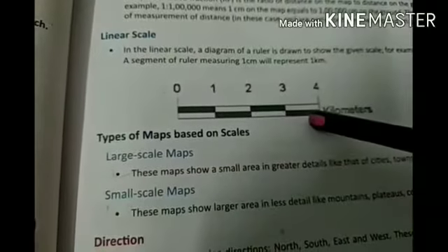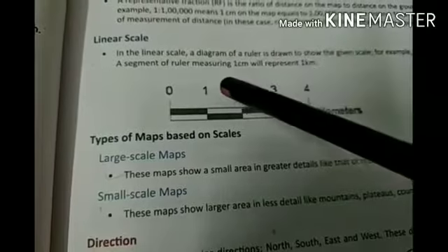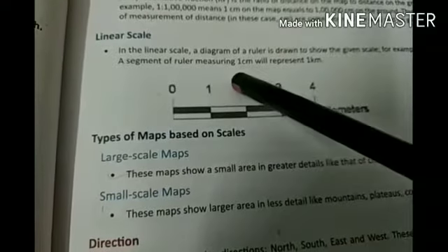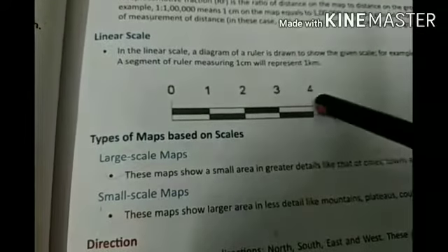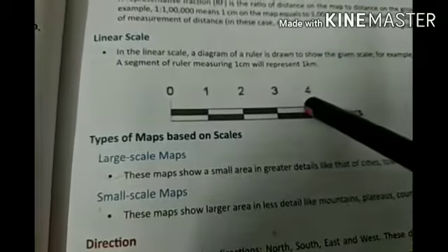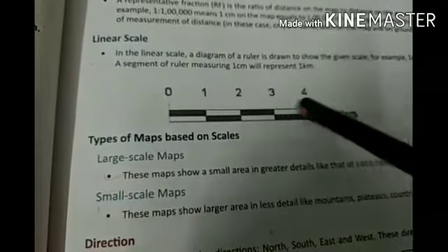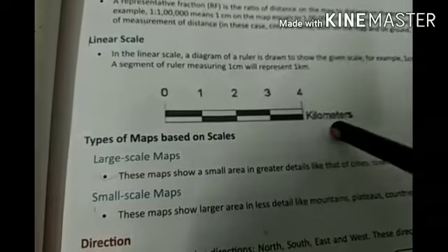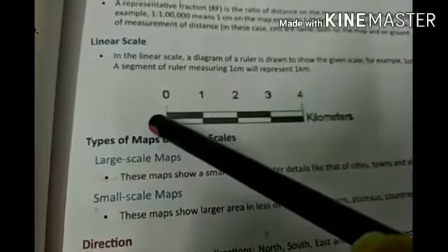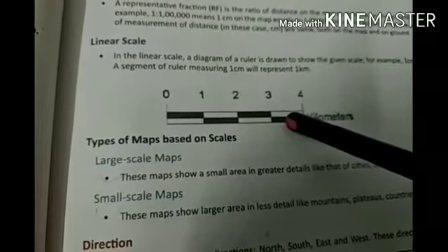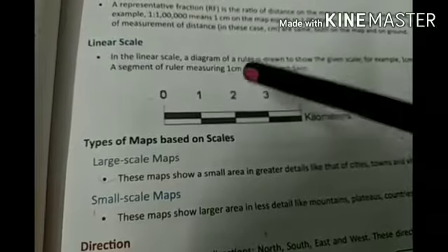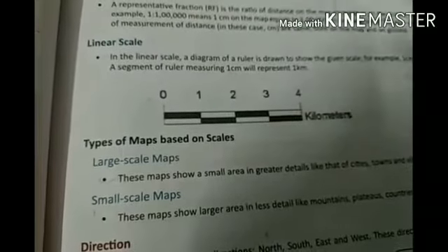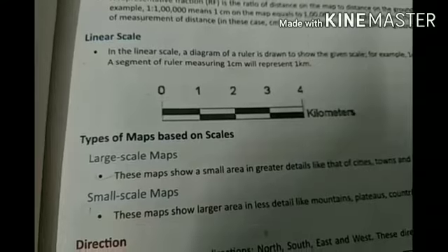Now children, this is a simple scale. We measure the distance also, as it is given, a segment of ruler measuring 1 centimeter will represent 1 kilometer. That means whatever is represented on top is in centimeters, and at the bottom we represent it in kilometers. So this is a simple scale through which we can measure the distance in kilometers as well as in centimeter.